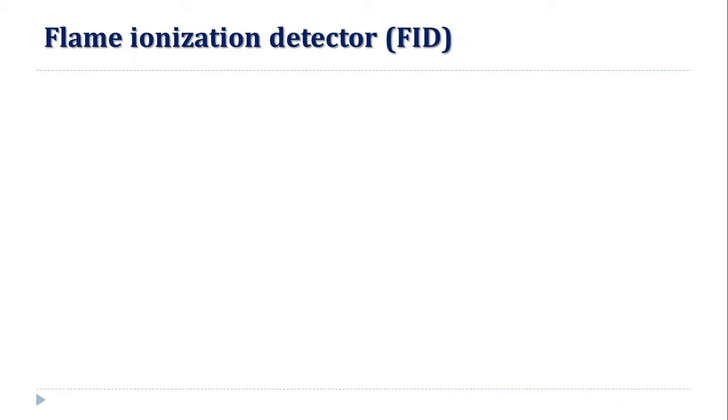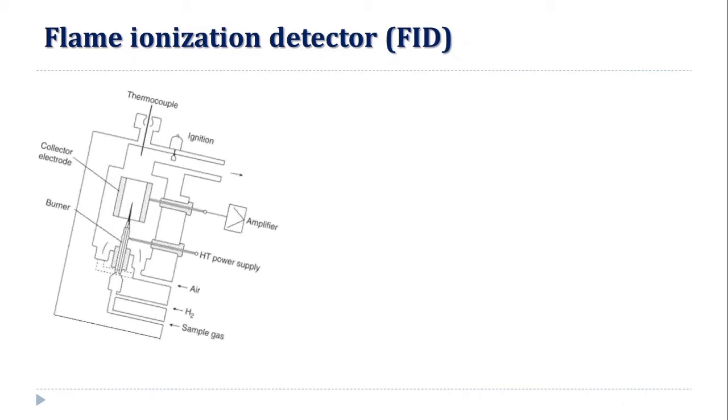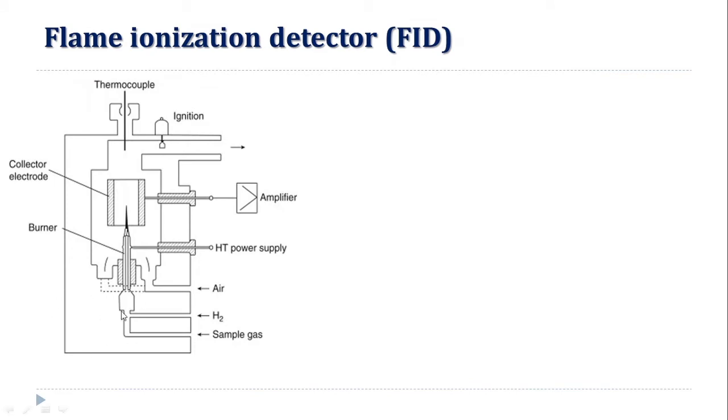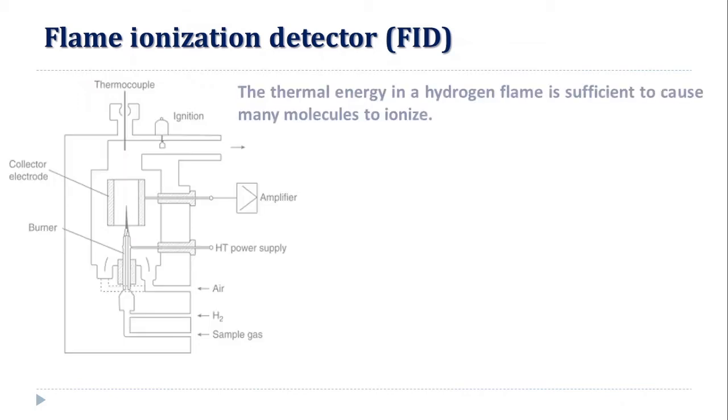Now we'll see the diagram of the FID, that is the flame ionization detector. It consists of a small hydrogen flame burning in excess of air and surrounded by an electrostatic field. The thermal energy in a hydrogen flame is sufficient to cause ionization of many molecules. The eluent gas coming from the column is mixed with hydrogen and burned at the tip of the metal jet in an excess of air.